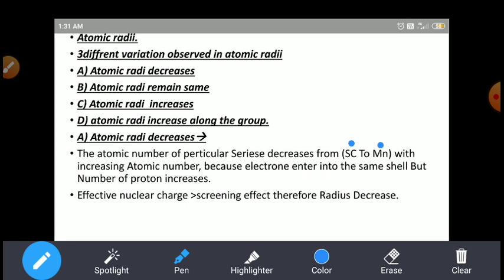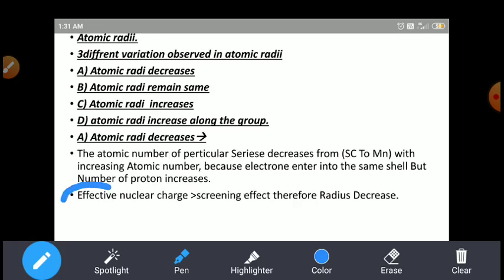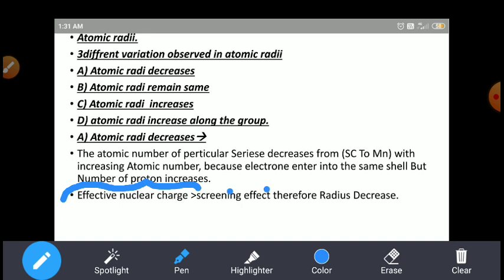Here the number of protons increases, so we consider the effective nuclear charge. Effective nuclear charge is greater than the screening effect. Therefore, the radius decreases here.